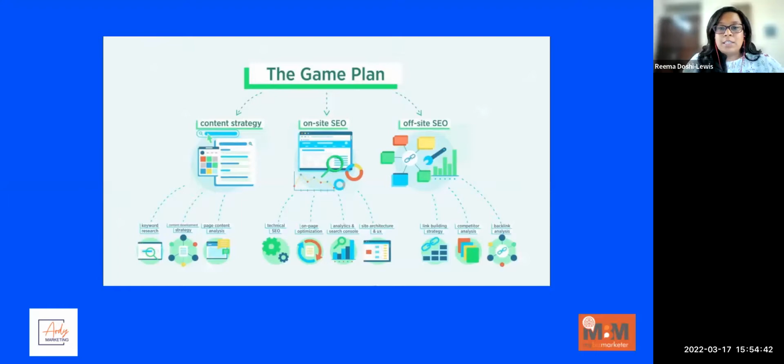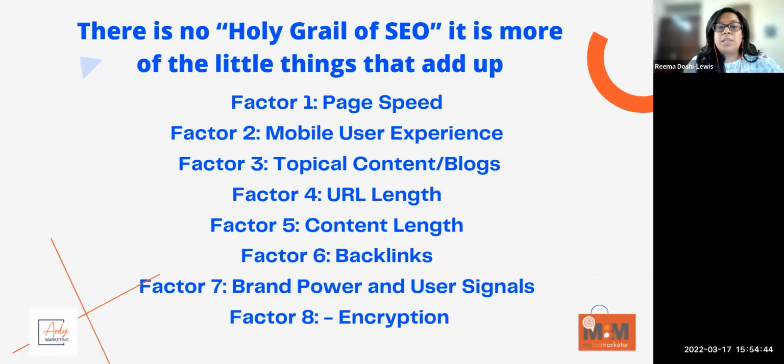Again, most of this stuff we've actually gone through. Page speed, mobile user experience, the topics and content that you do, your URL length, content length. You want to make sure that you have about 300 to 1,000 words. On the lengthy end, 1,000; on the short end, 300. Okay, backlinks, and then encryption, your SSL, so on and so forth. Very important parts.